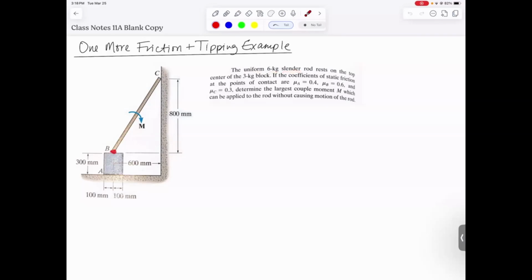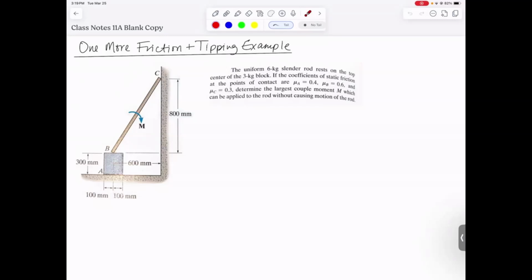Slender means we're not going to worry about how thick this is, and so we're just going to treat it as though it's kind of a straight line. It doesn't have any width, really. It rests on top of this gray block, which we're told is 3 kilograms. That's its mass. And we have frictional contact at 3 locations. Point A down here on the ground, point B where the rod and the block meet, and point C up here. And we are asked to find the largest couple moment before something starts to move.